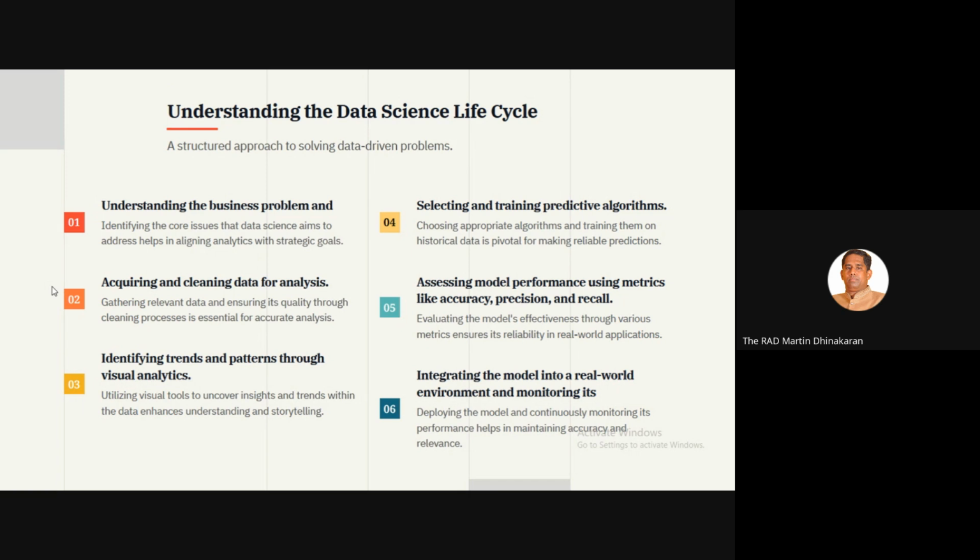And the final one is integrating the model into a real world environment and monitoring. When the model has been chosen, assessed, and evaluated by the various metrics like accuracy, precision, and recall, it is sent to the real world environment. Then we see how the output is and how the feedback is. That helps in maintaining the relevance of the data and also the accuracy of it.